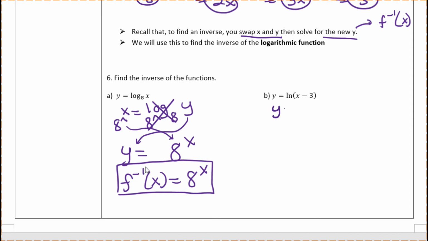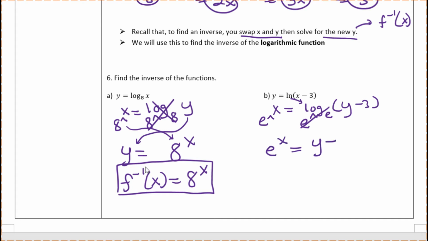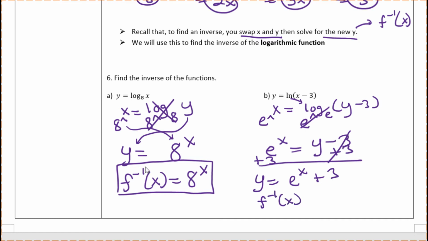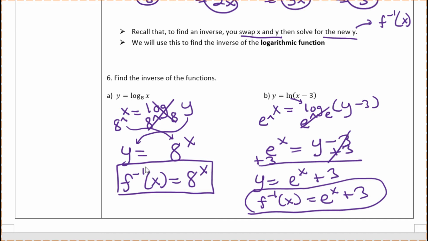Now let's do it for this one. So we have y equals, I'm going to rewrite ln as log base e, just to show you. And then I'm going to get rid of that log base e by raising e to both sides, because the base is e. So now these cancel each other out. Oh, I forgot to swap x and y. Sorry, guys. Let's do that first. So swap x and y, change that up real quick, and then we solve. Now I've got e to the x equals y minus 3. Now we can solve for y by adding 3 to both sides. So we have y equals e to the x plus 3, and then replace that with f inverse. Notice that e is the inverse of ln, and 8 to the x power is the inverse of log base 8. So they're all inverses of each other.